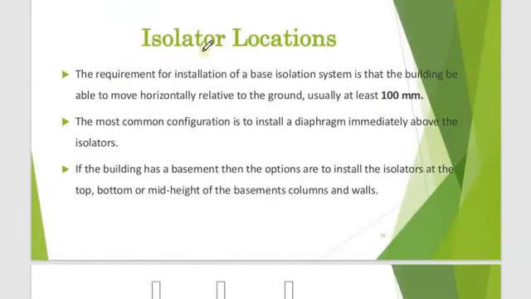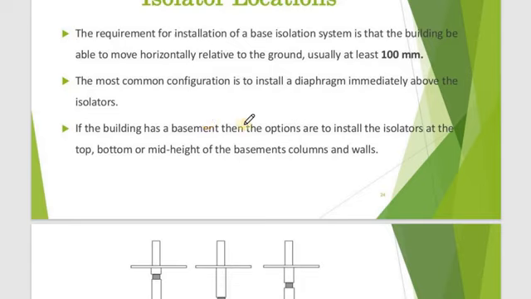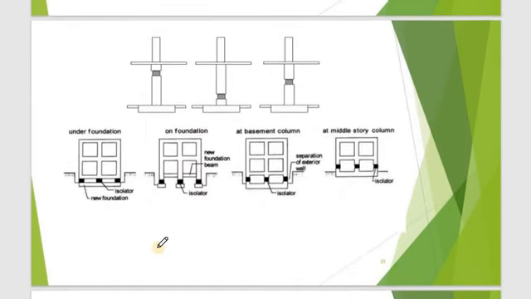Then, which are the locations of isolators? The requirement of installation of base isolation in a building is that it be able to move horizontally, usually at least 100 mm. The most common configuration is to install a diaphragm immediately above the isolator. If the building has a basement, then the options are to install isolators at the top, bottom or mid height of the building. These are the locations.